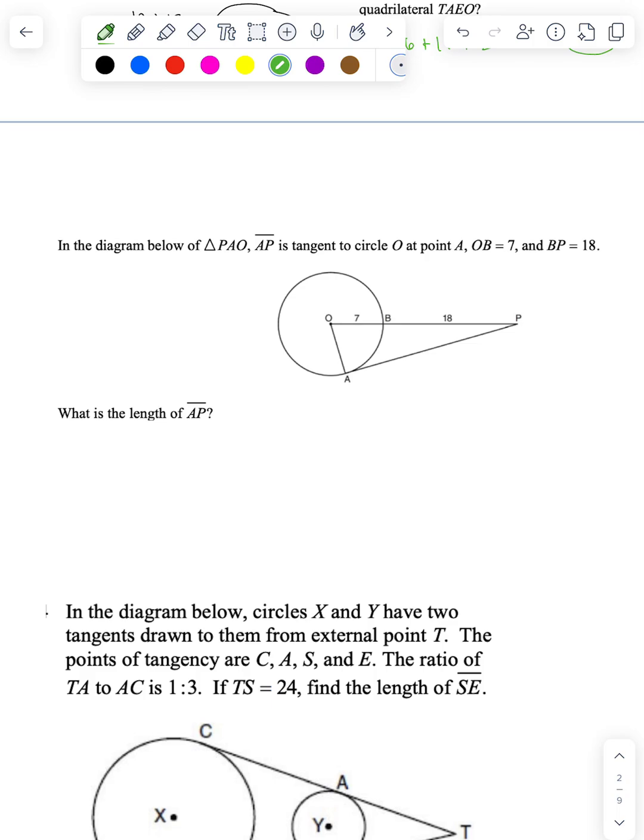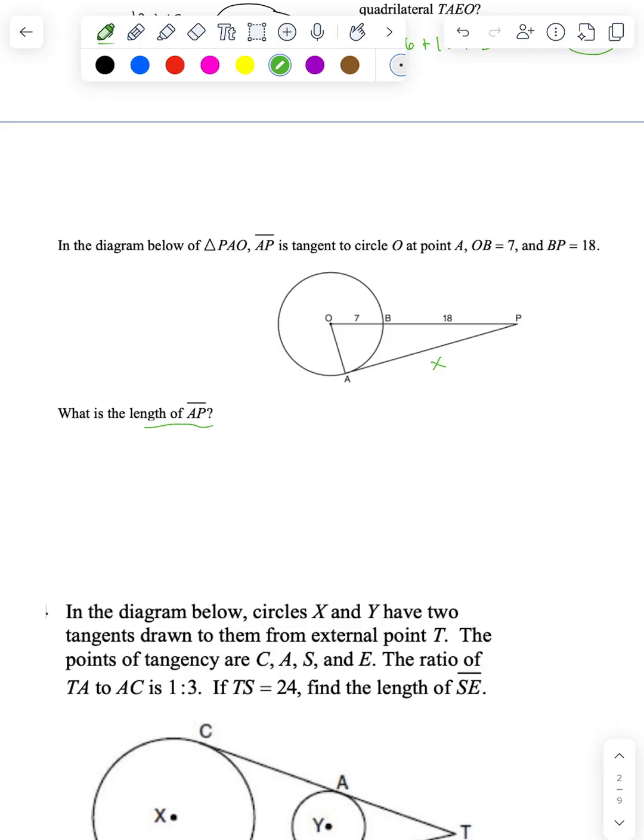In the diagram below of triangle PAO, AP is tangent to circle O at point A, OB is 7, BP is 18, and we're finding the length of AP. So I'm going to mark that as X, AP. Here, I have to recognize that OA is a radius of the circle. It connects the center of the circle O to a point on the circle A.